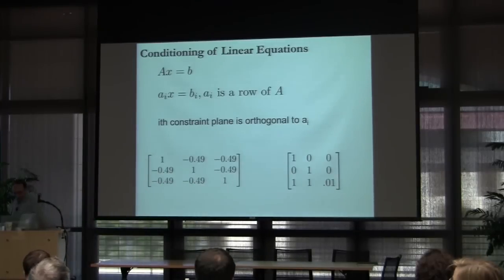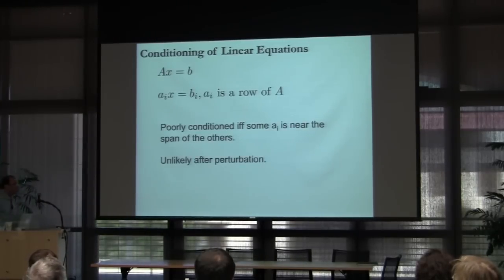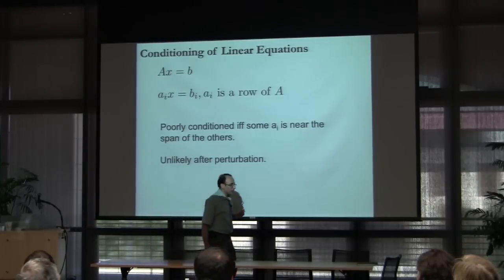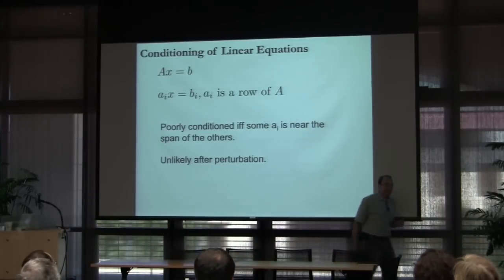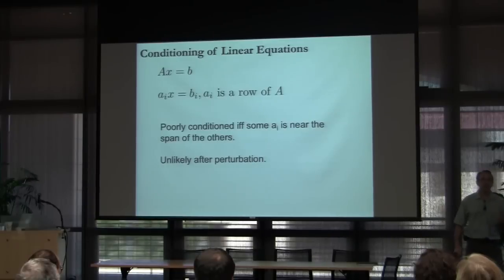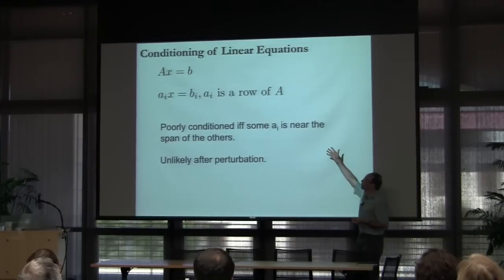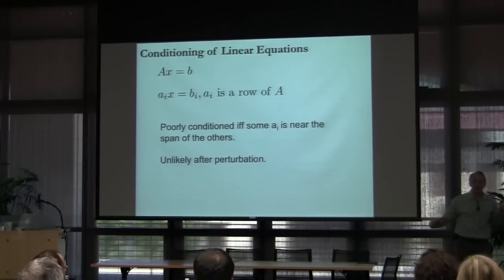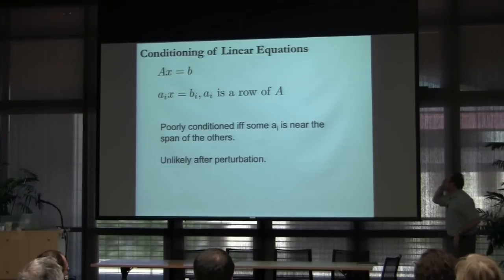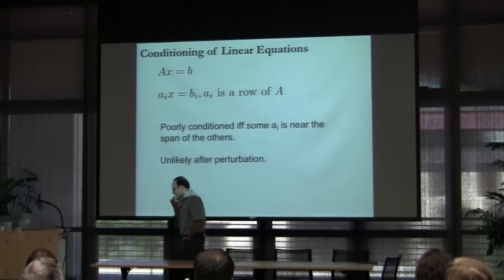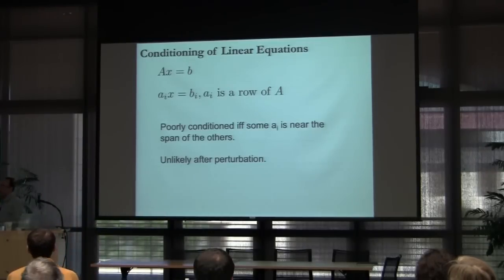OK, so you can show that such a system will be poorly conditioned only if one of the points a_i lies close to the span of the others. And you think of that as being unlikely, because the span of the other points is a subspace or a hyperplane of dimension n minus 1 through the origin. So you think it's unlikely under some reasonable perturbations that some a_i would lie near them. That is true under many models of perturbation.